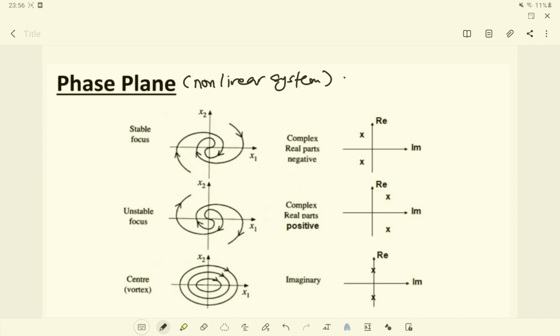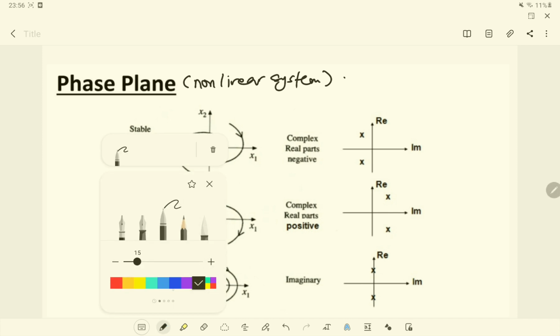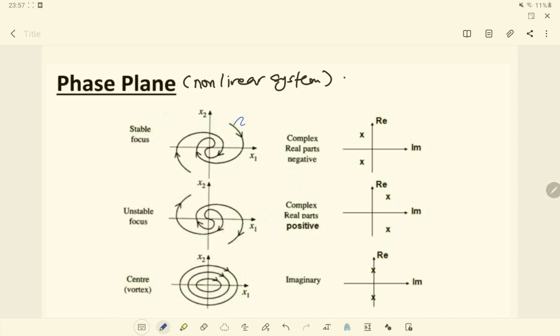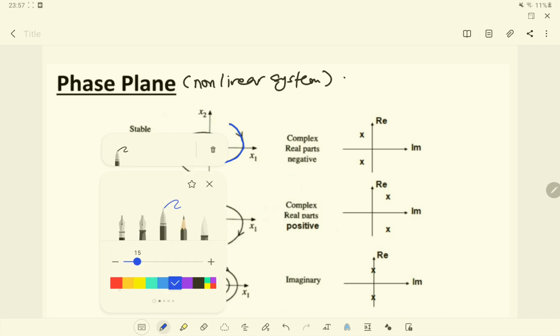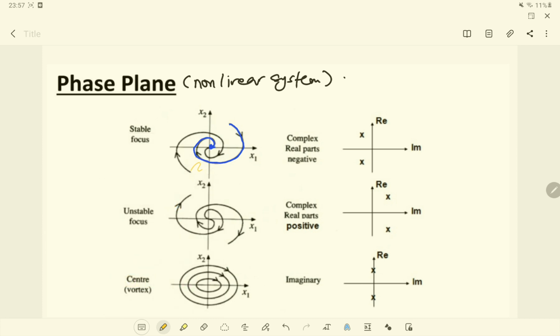So now, what is the equilibrium point? Let's say the first example. Start from here and end at the origin. Same goes to here. It starts from here and then ends up at the origin.